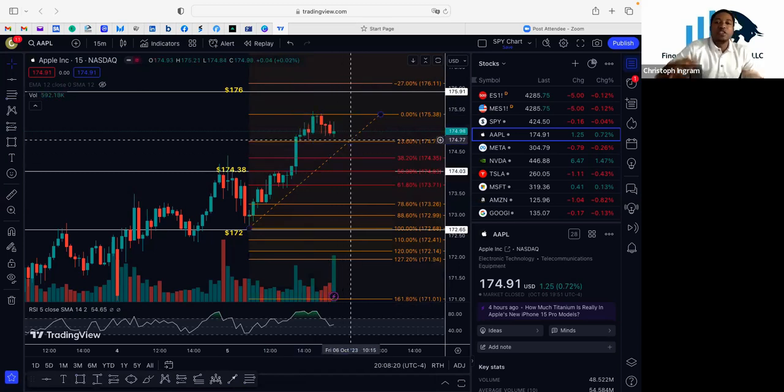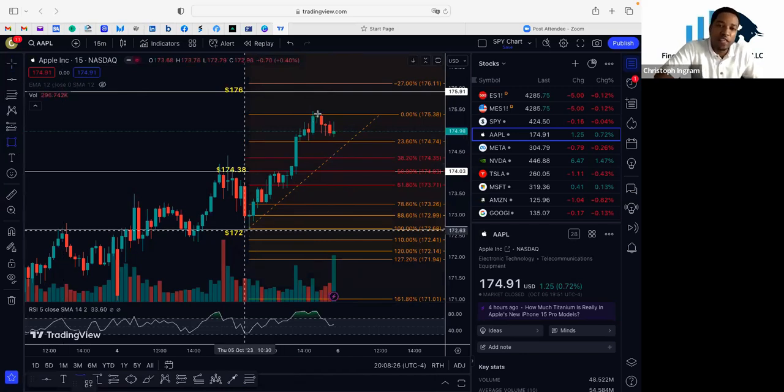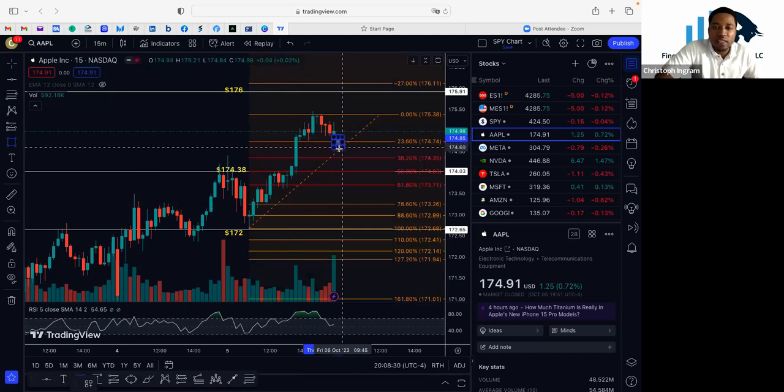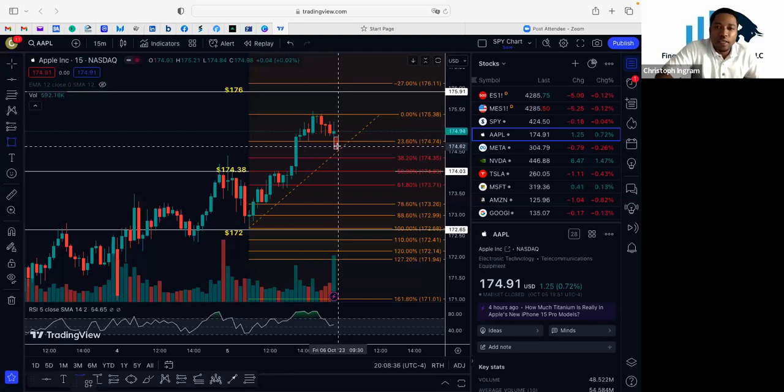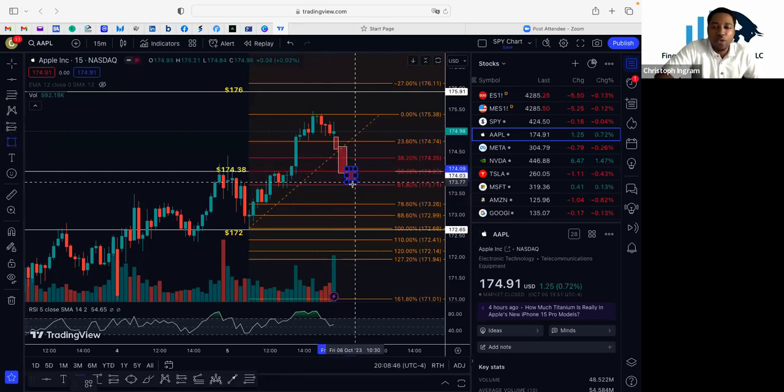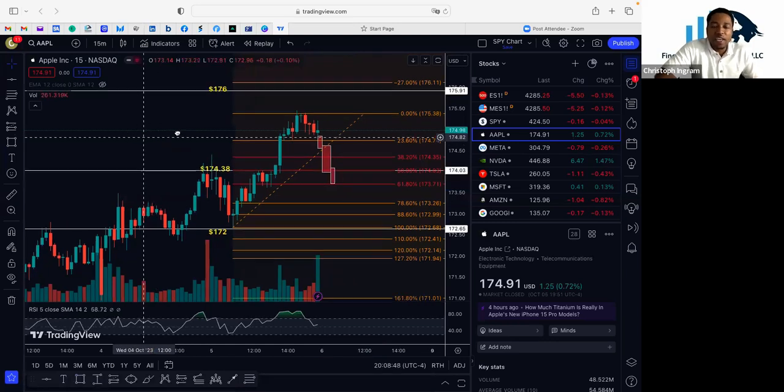Since the trend is your friend, we want to trade in the direction of the trend. You want to see where we find support in an uptrend. Since this is the impulse, let's say we're retracing. These are red candles. Let's say we hold the 61.8 again. So now this is the entry.